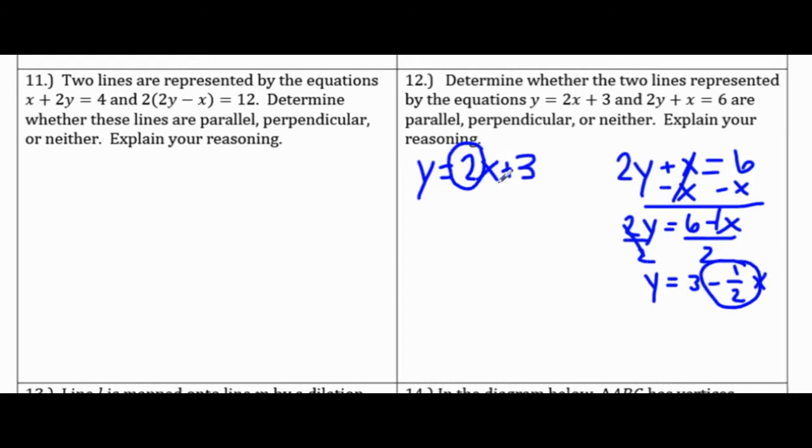We'll see if they could be perpendicular. If I have positive 2, if I take the reciprocal and then negate it, would I get negative 1/2? Yes, you would, because remember, it's really 2 over 1. So flip it, negate it, you get the negative 1/2. So the two lines are perpendicular, and when you explain, what I would just say is what we wrote on the front. The slopes are negative reciprocals.